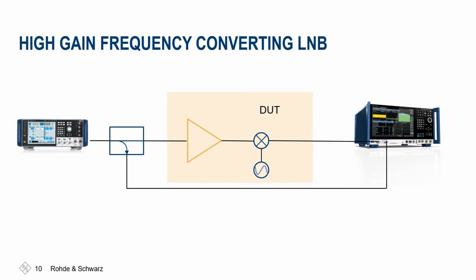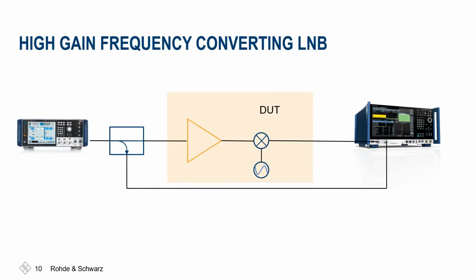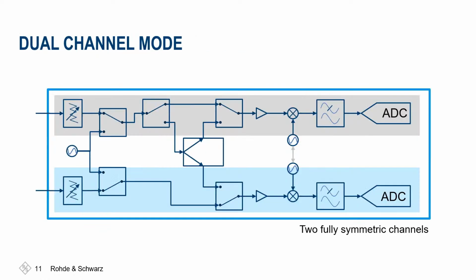Now, why is this example different to the high power PA example? Simply because we have a frequency converting device in there, and the two channels of the FSWX receive signals on two different frequencies. Let's go into the block diagram of the FSWX again quickly.